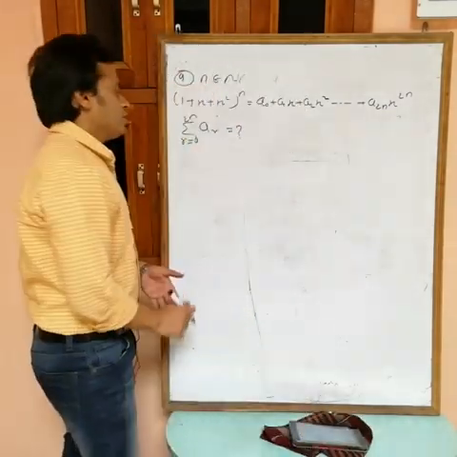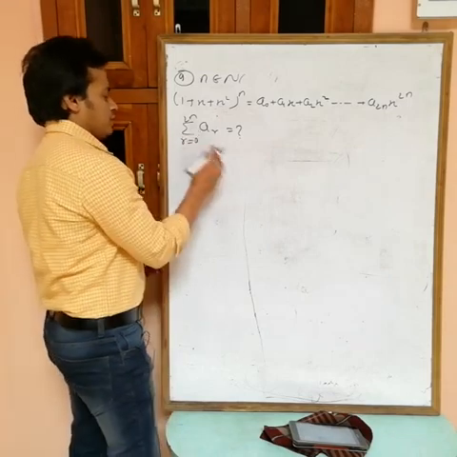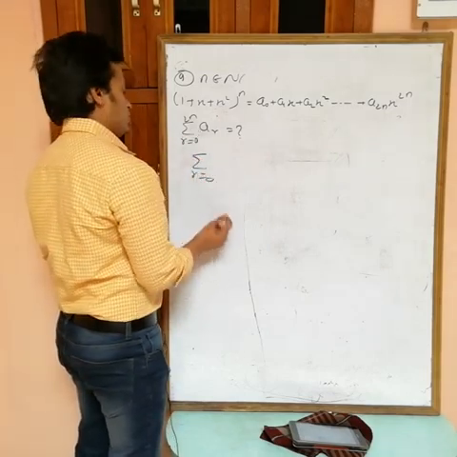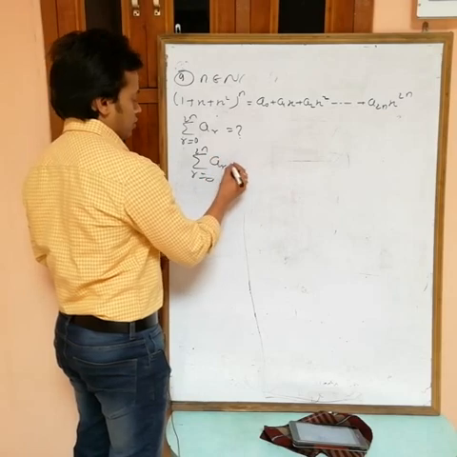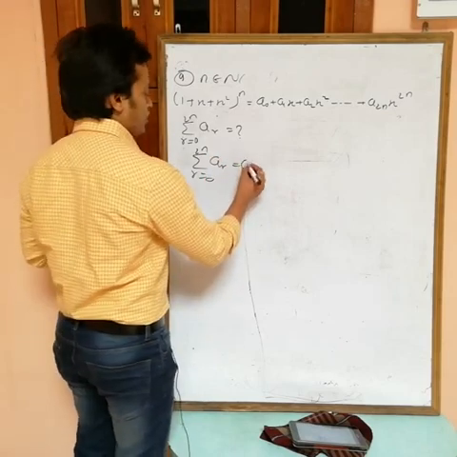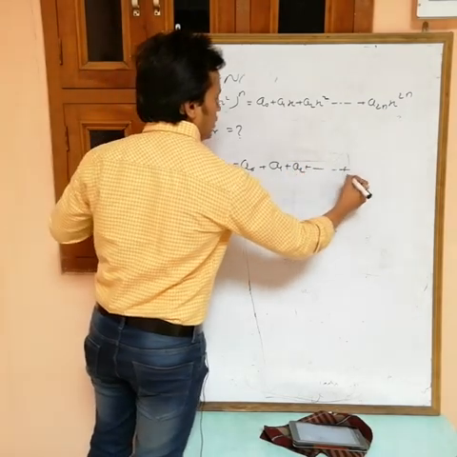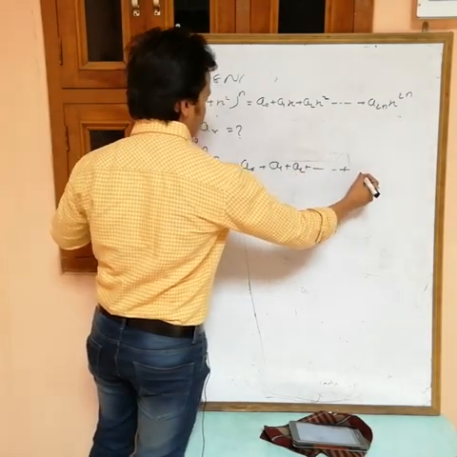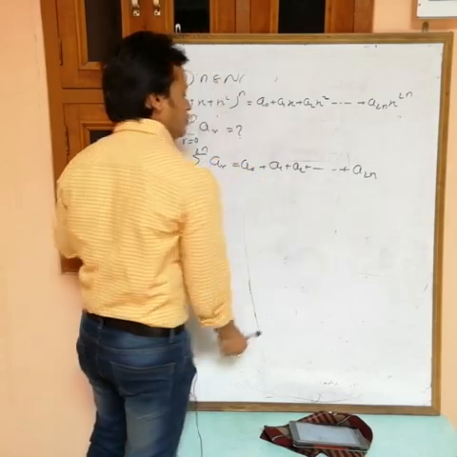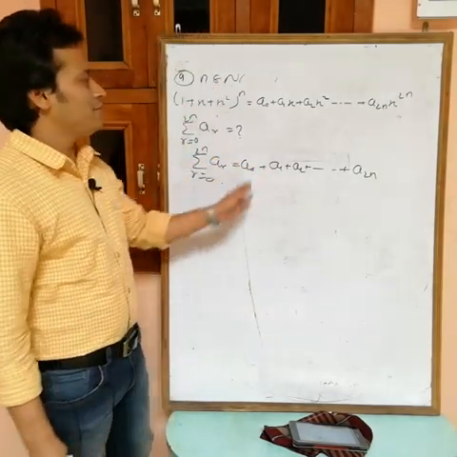Actually, what we want is the value of the sum r = 0 to 2n of ar. If you put r = 0, what are we getting? a0. Put r = 1, a1. Put r = 2, a2. At the end, r = 2n, a2n. We want the value of this sum by using this expansion.